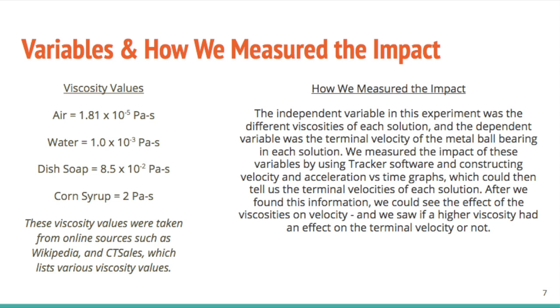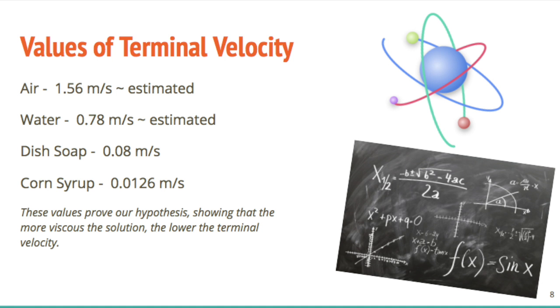On the left-hand side of the slide are the different viscosity values for all of our solution mediums used, and you can see that air is the least viscous and corn syrup is the most viscous. Utilizing the graphs produced from our data, we were able to find the terminal velocity for each medium. With corn syrup and dish soap, it was very clear as the velocity reached a constant. However, with air and water, it never reached terminal velocity, but we were able to estimate the value using the graph.